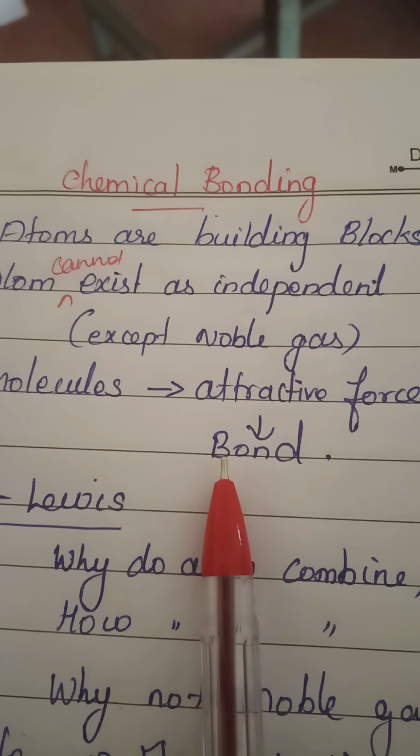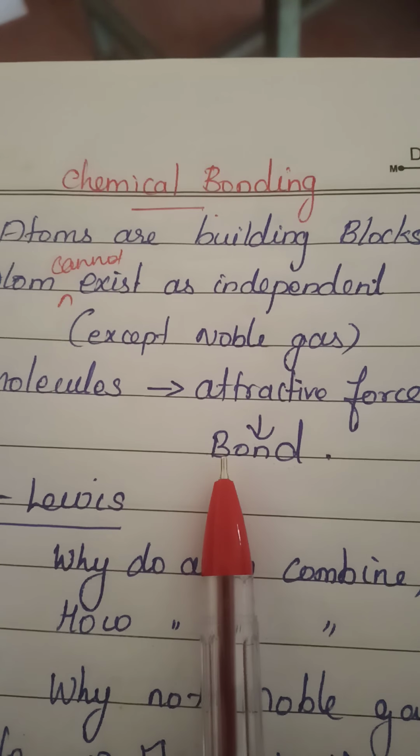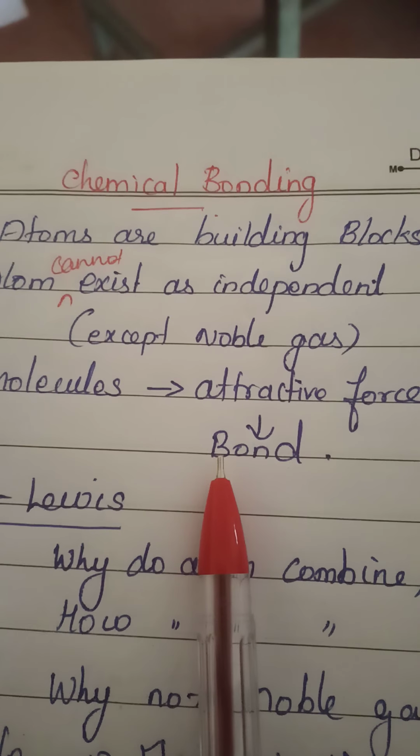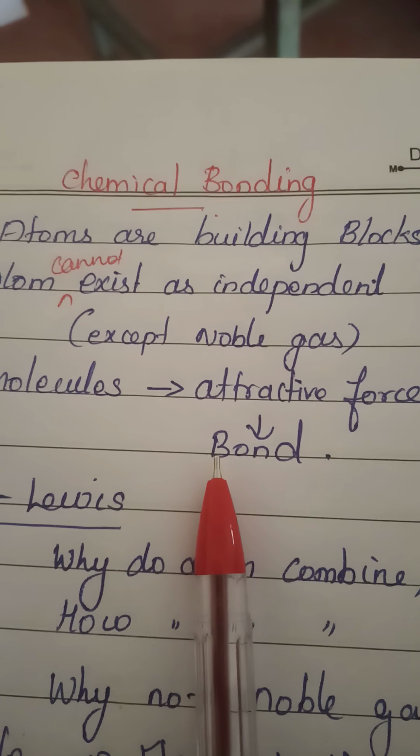Noble gas. Except these noble gases, can you give some examples? Neon, argon, krypton, isn't it? You can see in the periodic table, the last group, the 18th group, is fully comprised of noble gases. These gases never combine with each other and they are independent. Only the noble gases are independent. All the remaining atoms present in the atmosphere are dependent and form molecules. These atoms stick with each other by a force of attraction that we call a bond.